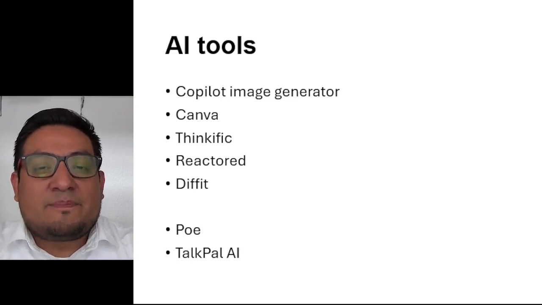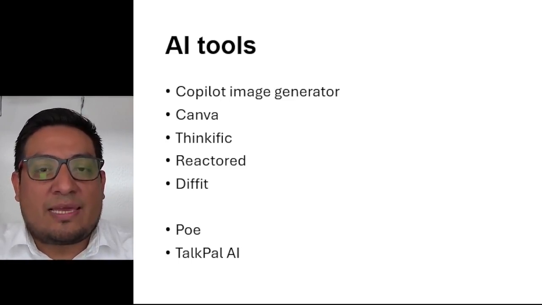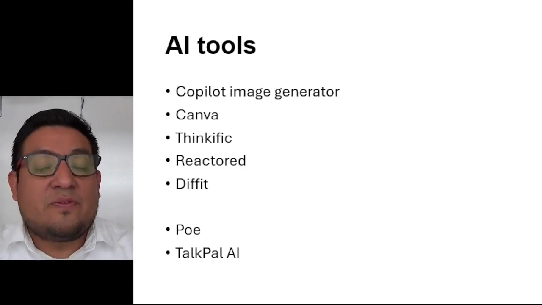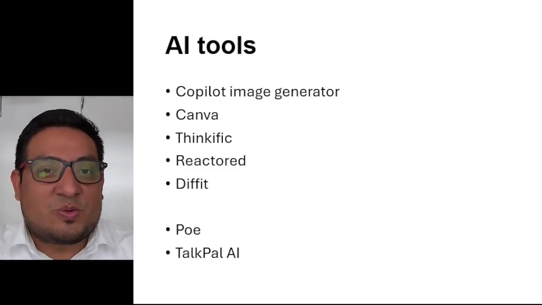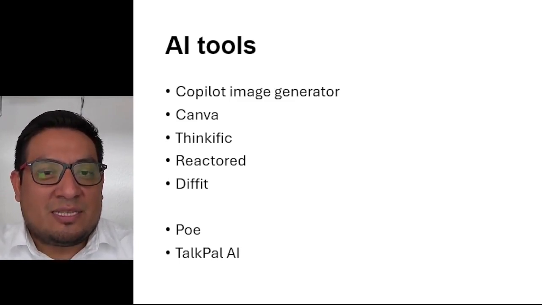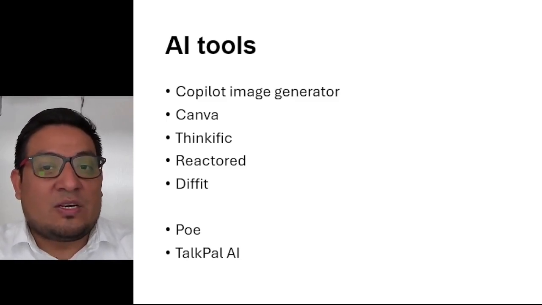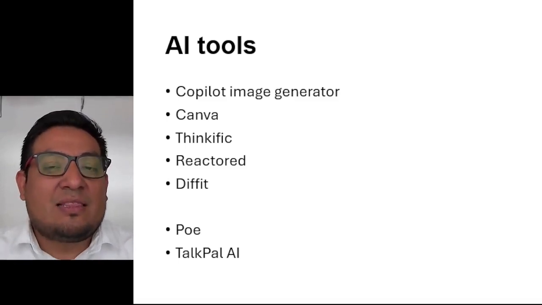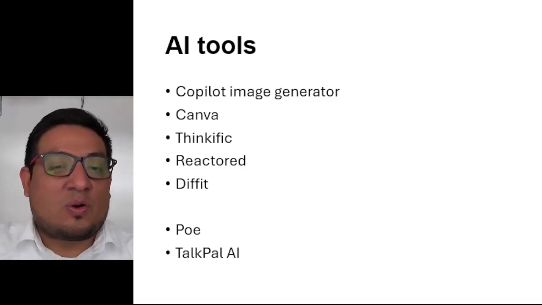Here I bring some extra AI tools: Copilot Image Generator, which I believe is very good. Canva is also great for creating appealing presentations. Thinkific provides templates to create courses from scratch. Reactor and Diffit provide us with tools to create materials. And I bring these two separately, Paul and TalkPaul, because these two are chatbots that can adjust to our needs. If we want to really learn, we can use these two, and we can ask them things that will adjust to our level of English.